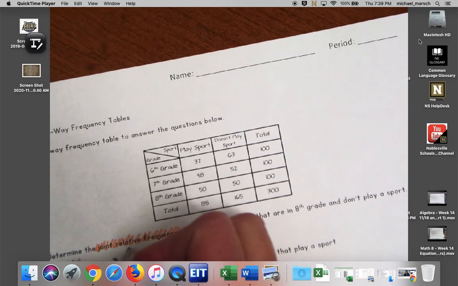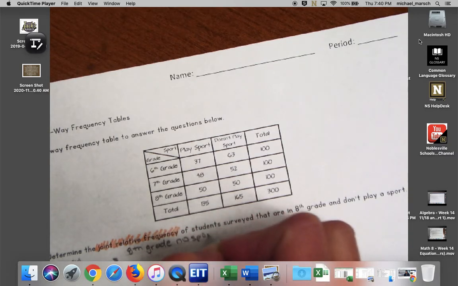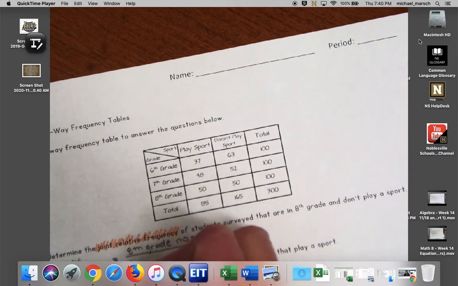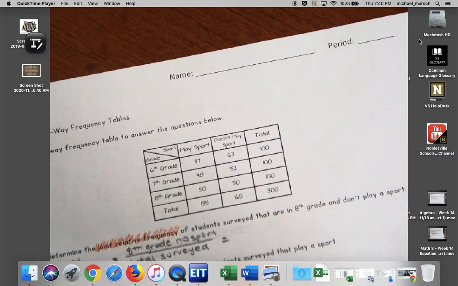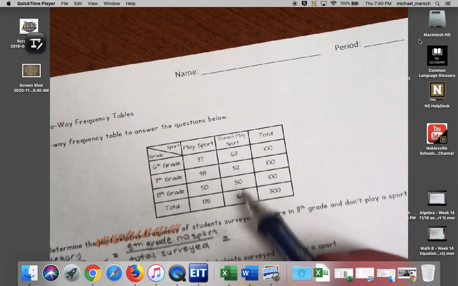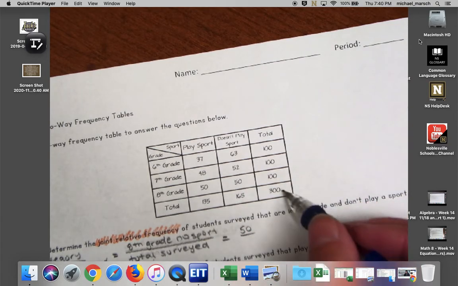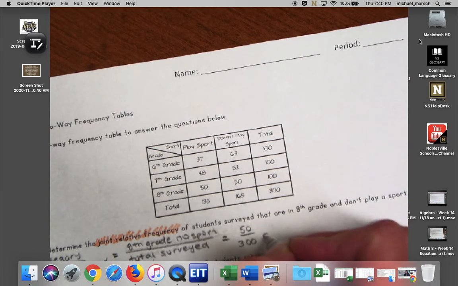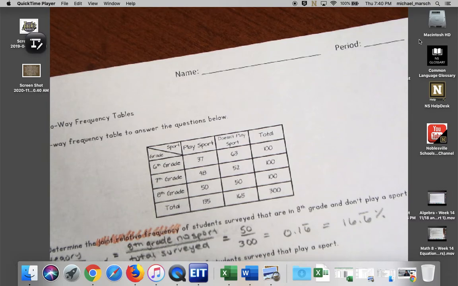All right, so we're going to say 8th grade, no sport. And then, of course, that's going to be out of total surveyed. All right, 8th grade, no sport, total surveyed. So no sport, 8th grade is 50, right here. And total surveyed, 300. So when I do the division here, I get 0.16 repeating, which turns into 16.6 repeating percent. So that would be my joint relative frequency of that situation.